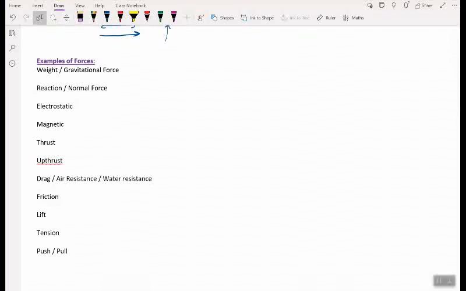The next one is the one that confuses a lot of people. So reaction or normal force. So if someone is standing on the ground, the most common mistake is when they're labeling the upwards force coming off the ground, they call it upthrust. It is not upthrust. We'll talk about upthrust in a second, but this is the normal or reaction force.